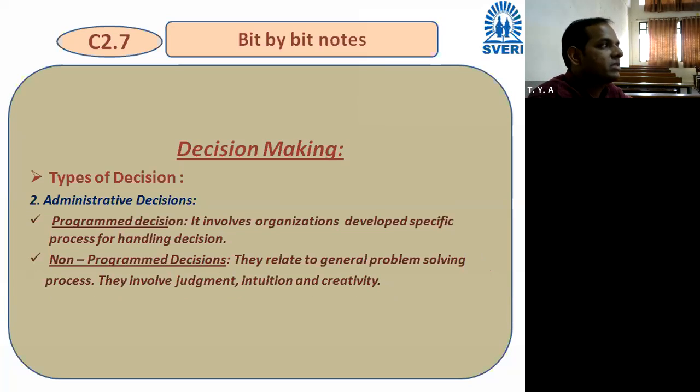Non-programmed and programmed decision, have you understood? There is a specific process for handling an activity or taking the decision. I have given the example of leave sanctioning. Or another example, like how people should be recruited. First aptitude test, then group discussion, right? Then personal interview, technical interview. This is a procedure decided by the HR department. In this way, they recruit the people. So this is a programmed decision.